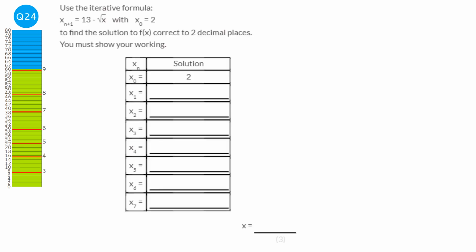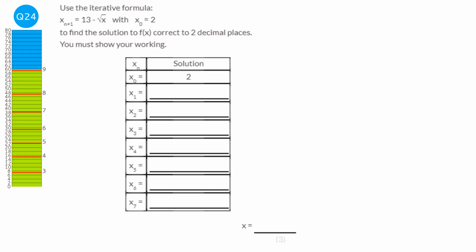Iteration is a process to find a solution, and we're asked to find a solution for this correct to 2 decimal places. Now what we're going to do on a calculator is something a bit weird. We're going to literally just press the number 2 and then press equals. When you do that, it stores the 2 in the calculator's memory.